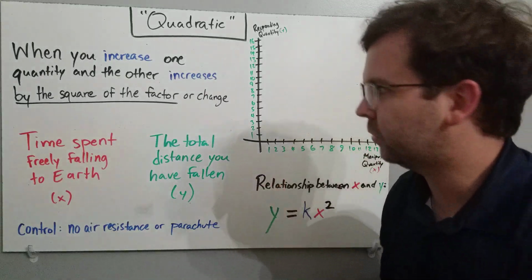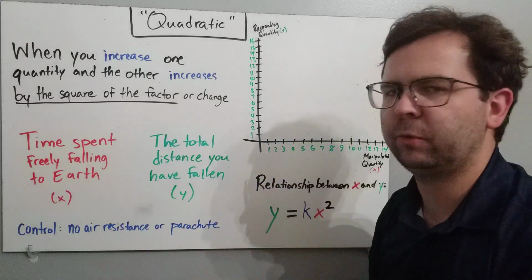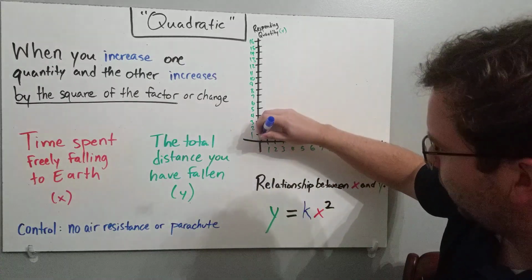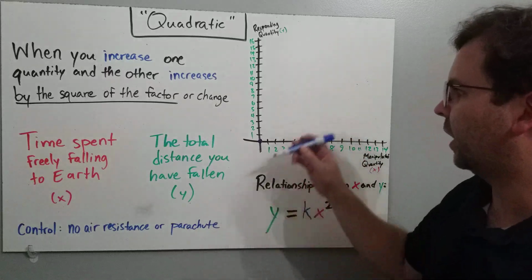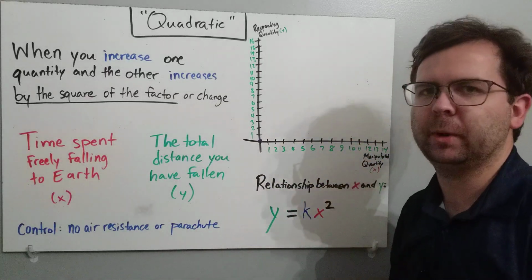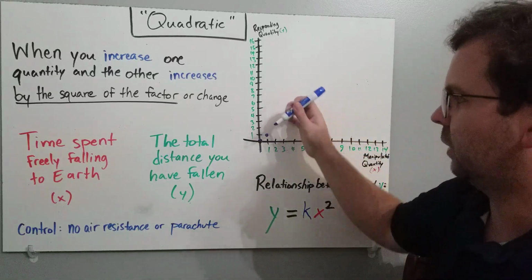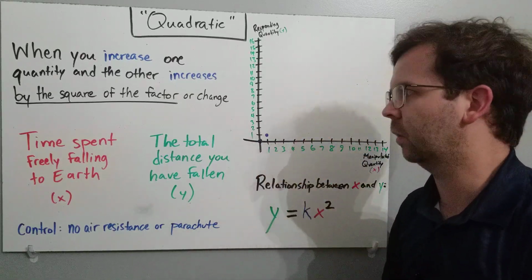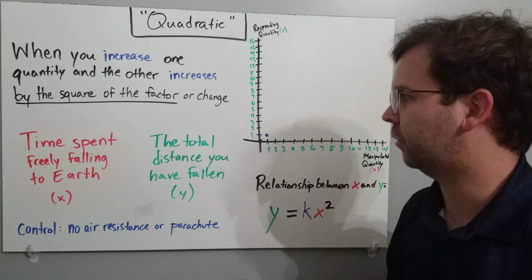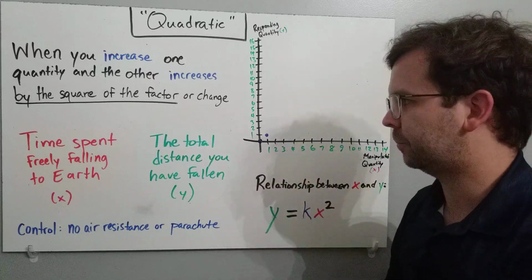So let's graph this just to see what it looks like. Let's say that we start, if you spend no time falling, you have no distance traveled. We're going to start at the origin here, 0, 0. Let's say after 1 second of falling, or one unit of the manipulated quantity, you've fallen a distance of 1 unit, whatever unit that might be, for the responding quantity here. I'm going to try to keep the numbers simple. So 1, 1 will be our first data point.